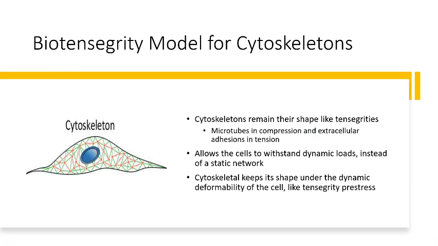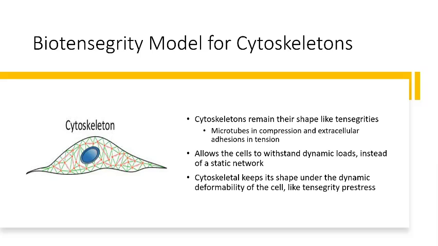In the book Cytoskeletal Mechanics, Models and Measurements, there is a chapter called Models of Cytoskeletal Mechanics Based on Tensegrity, where Dmitry Stamenovic writes about how the tensegrity model can be applied to cell structures. He suggests the cytoskeletons retain their shape like tensegrities, with microtubules in compression and extracellular adhesions in tension, allowing the cells to withstand dynamic loads.